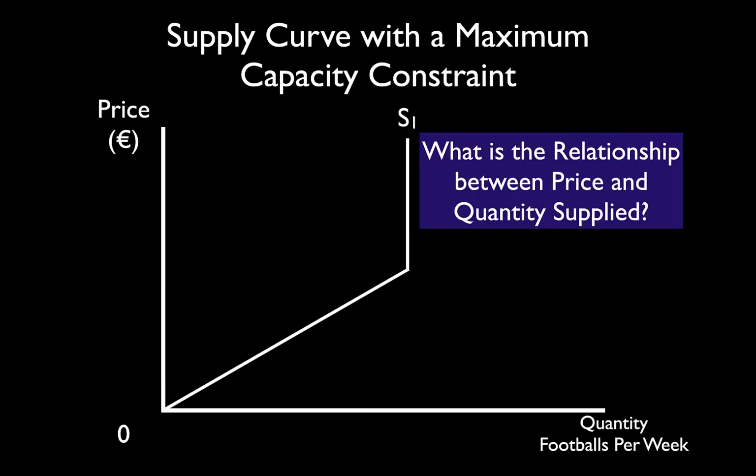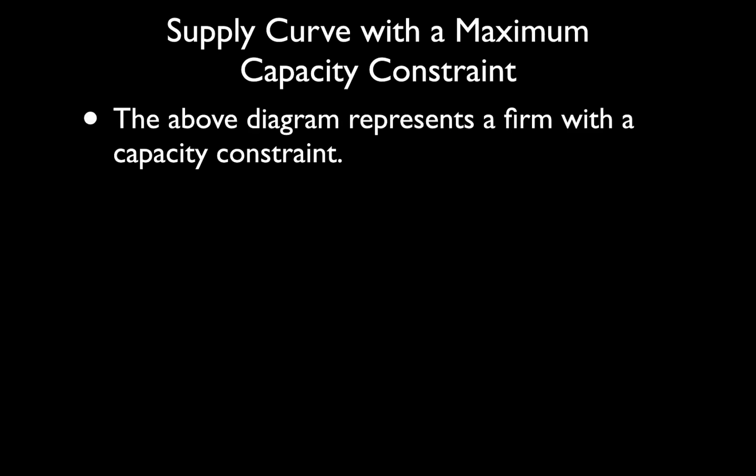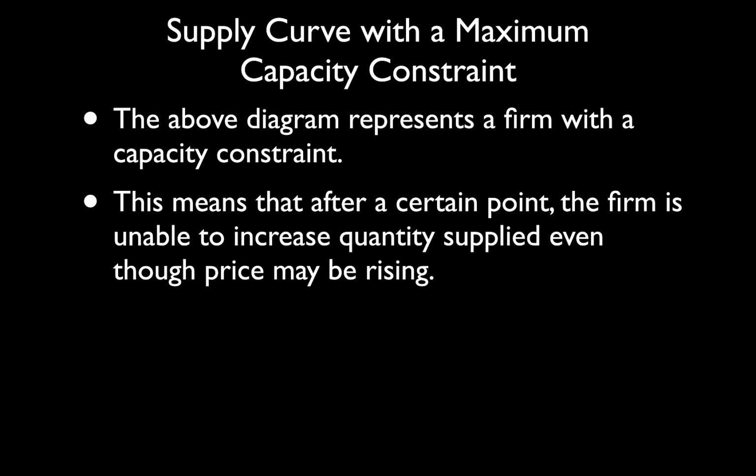So what is the relationship between price and quantity supplied? I want you to see something. Let's talk about it and then have a look at the diagram in a second. That diagram represents a firm with a capacity constraint. There is a certain limit, at least in the short run, currently with the given level of factors of production, that we cannot produce beyond.